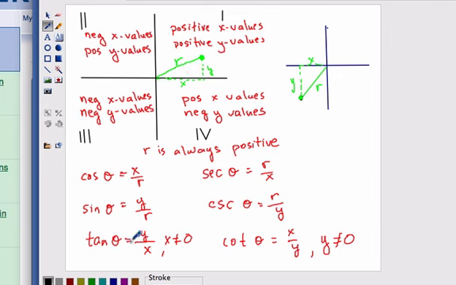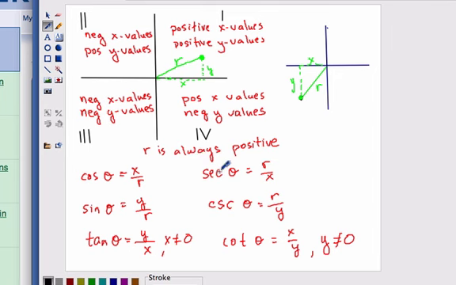Okay, and tangent of theta is y over x. So y and x could be positive or negative. If tangent of theta is positive, that means y over x is positive, which means both of them are positive or both of them are negative. So both positives would be quadrant 1, both negatives would be quadrant 3. Now once you remember those, then if you remember which reciprocal goes with which of these trig values, then it's easy to remember.